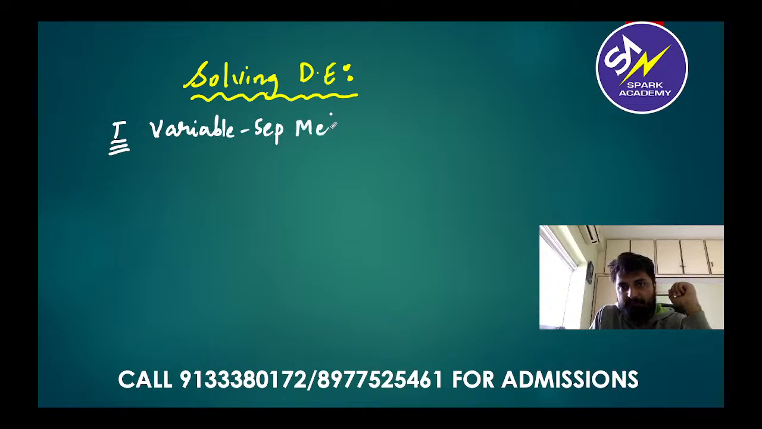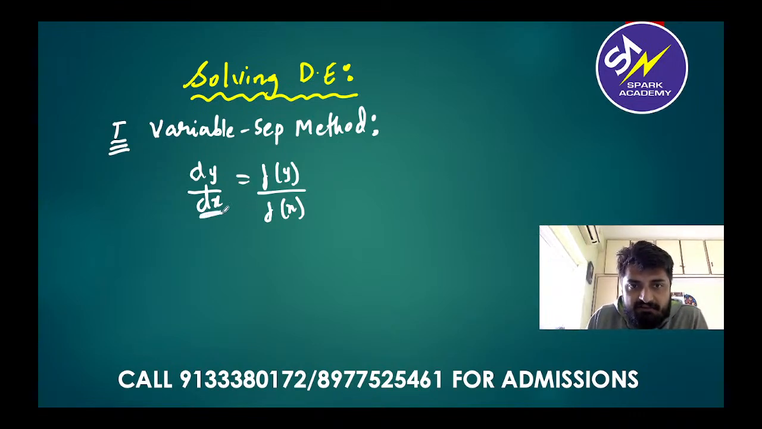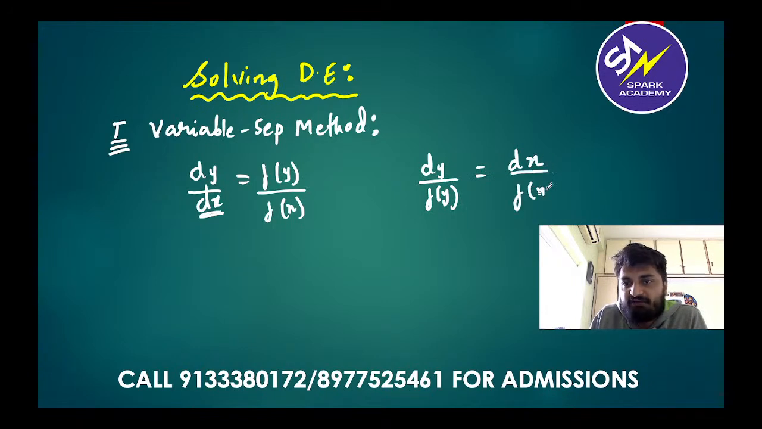Variable separable method. So what we do in this is, suppose the differential equation is of the form dy by dx is equal to some function of y by some function of x. So how do you do it? Basically what we do is we separate all y terms and we separate all x terms and integrate. So all y terms, dy by f of y, I'm taking, that is equal to dx by f of x basically.